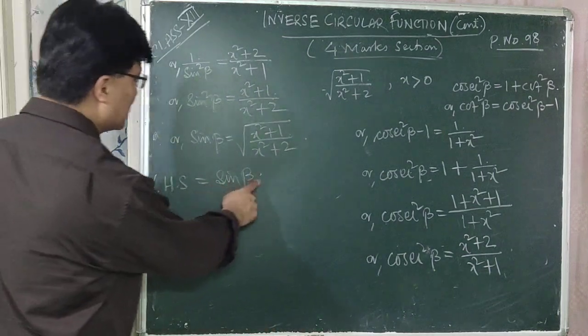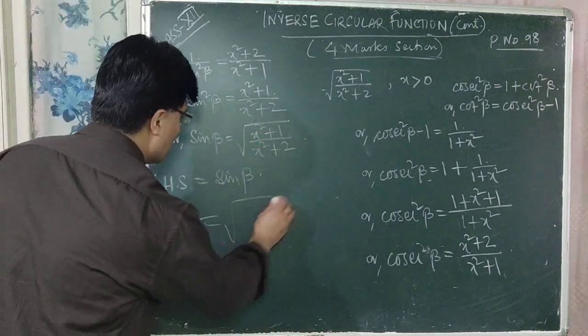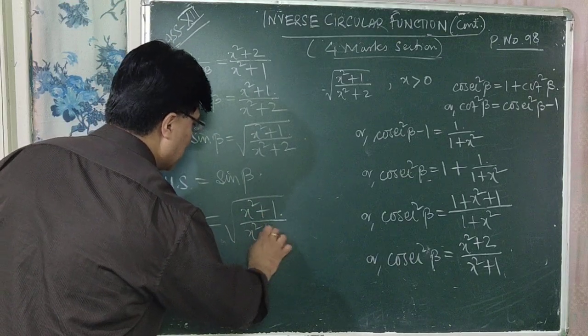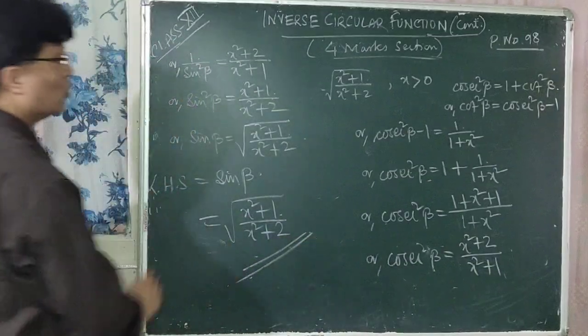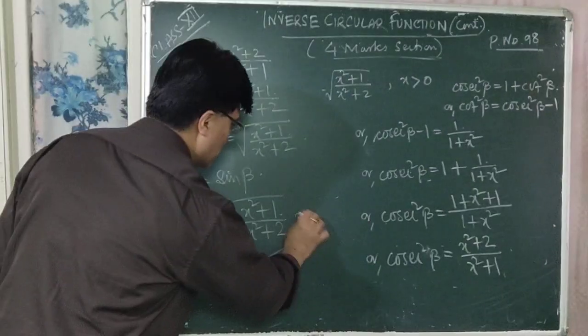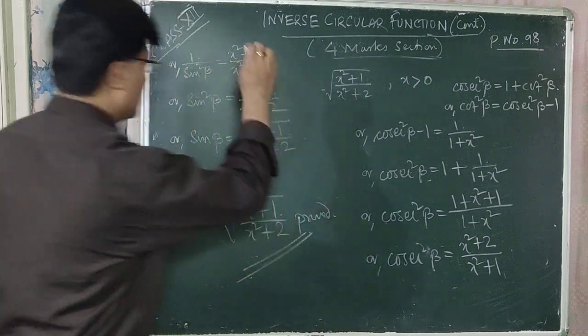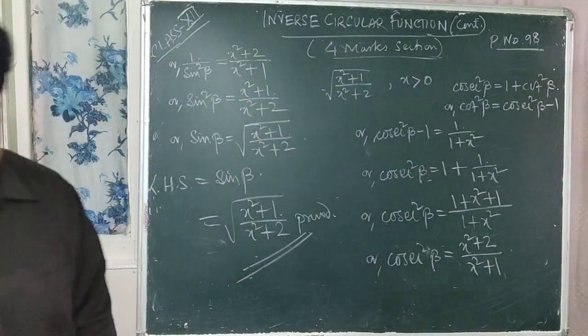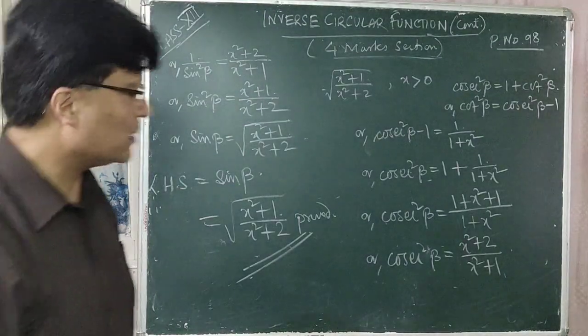Now what is the value for sin beta? It is this one. So root over x square plus 1 divided by x square plus 2, which is equal to this right hand side. So it is proved. So understood? So I think you have understood it. So you can copy it. We'll do the next one.